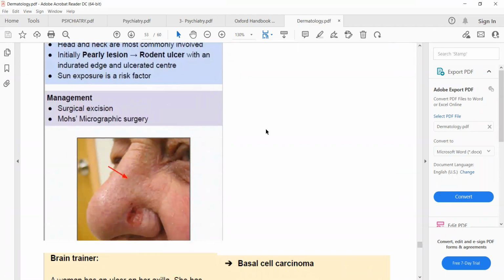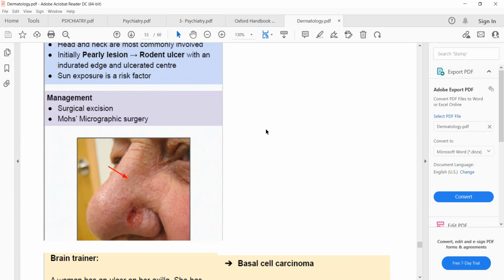How do you differentiate it from molluscum contagiosum? First of all, molluscum contagiosum is not common on the face. It usually occurs on the trunk, and there is no ulcer formation. But this one is in the axilla. Yes, molluscum contagiosum is also not common on the axilla.